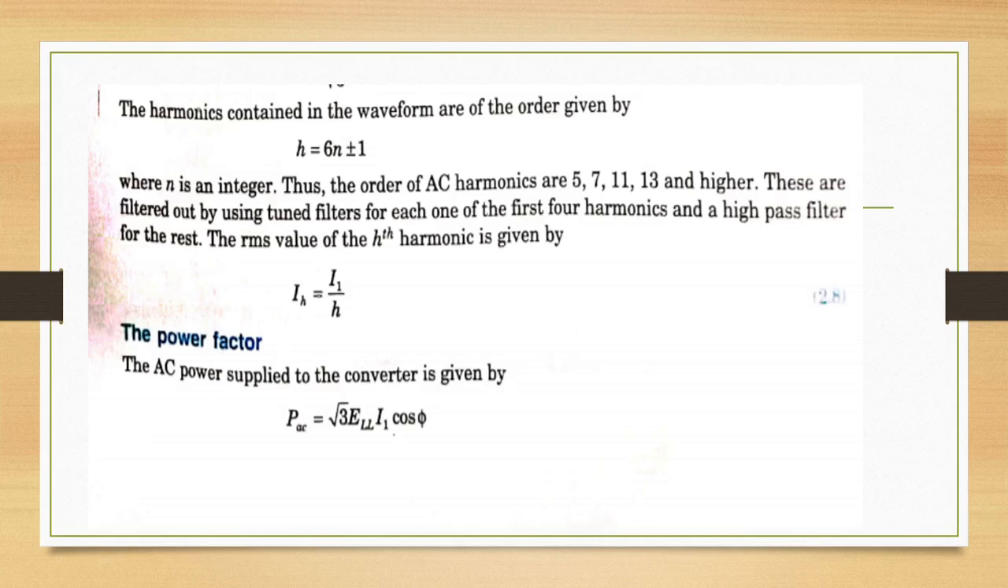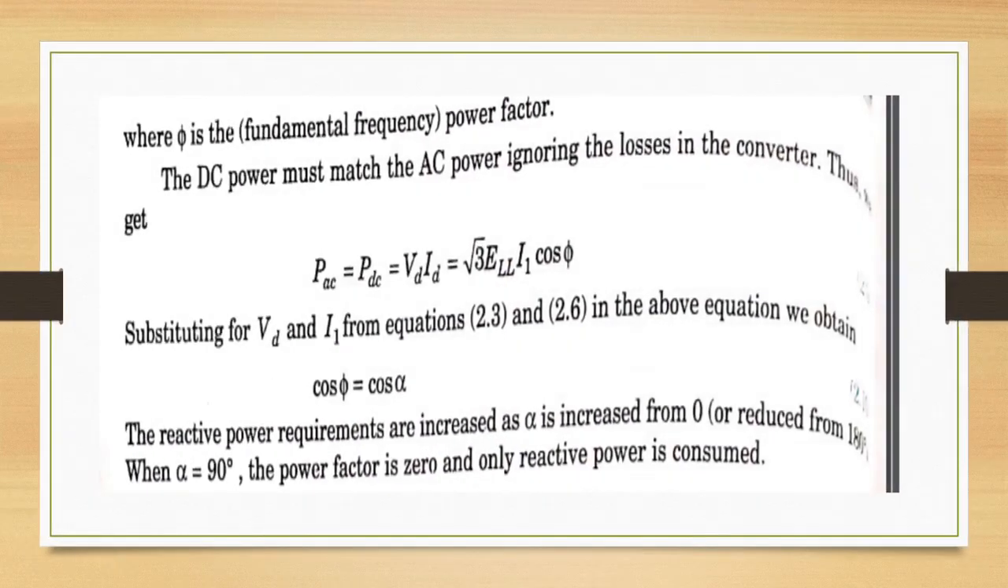Let us see the power factor. The AC power supplied to the converter is given by PAC equal to root 3 E_LL I1 cos phi, where phi is the fundamental frequency power factor angle. DC power must match the AC power, ignoring the losses in the converter. Thus PAC equals PDC equals VD ID, that is root 3 E_LL I1 cos phi. Substituting for VD and I1 from equations 3 and 6, we obtain cos phi equal to cos alpha. Reactive power requirements will increase as alpha is increased from 0 or reduced from 180 degrees. When alpha is 90 degrees, power factor is 0 and only reactive power is consumed.